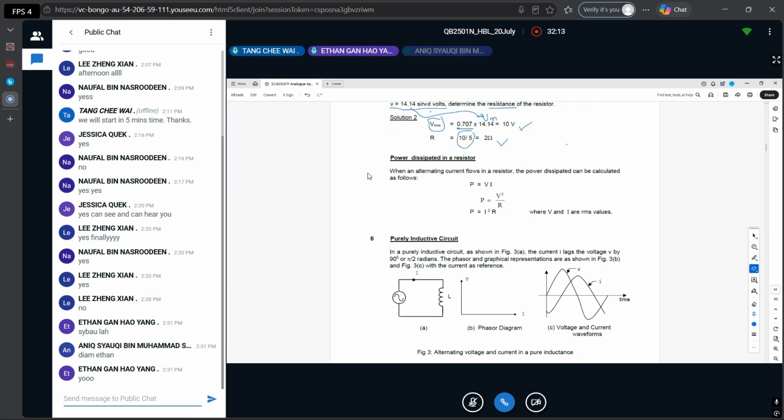Then we went on to talk about power in resistors. Basically there are 3 formulas: one is VI, one is V squared over R, and the other is I squared R. All 3 formulas can be used to calculate your power, depending on what is given to you.